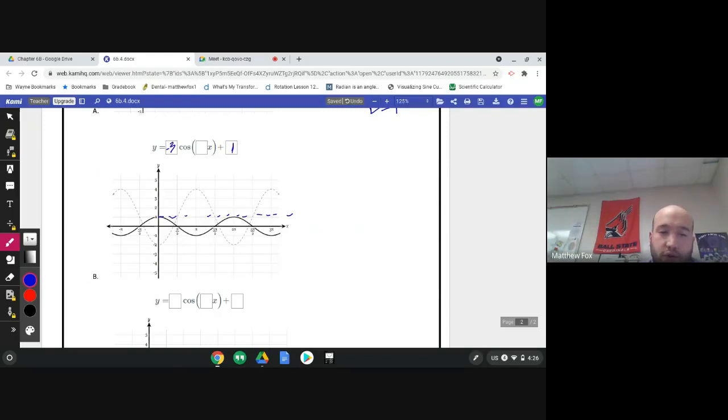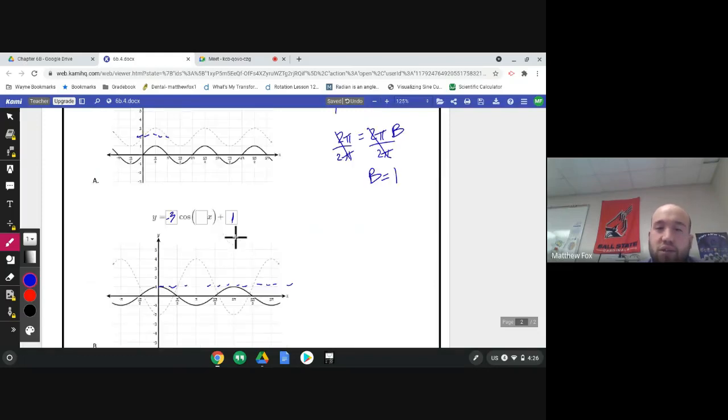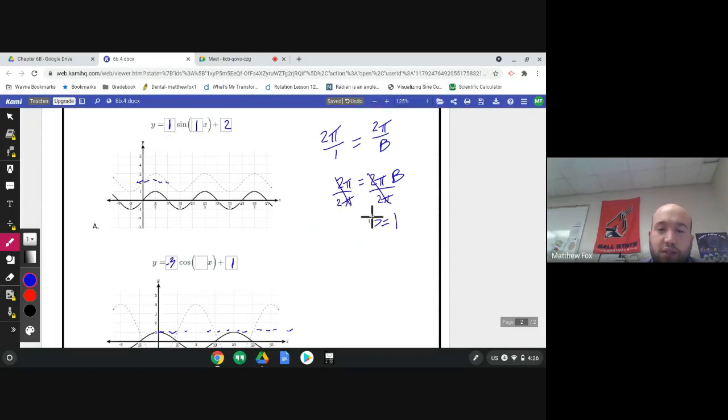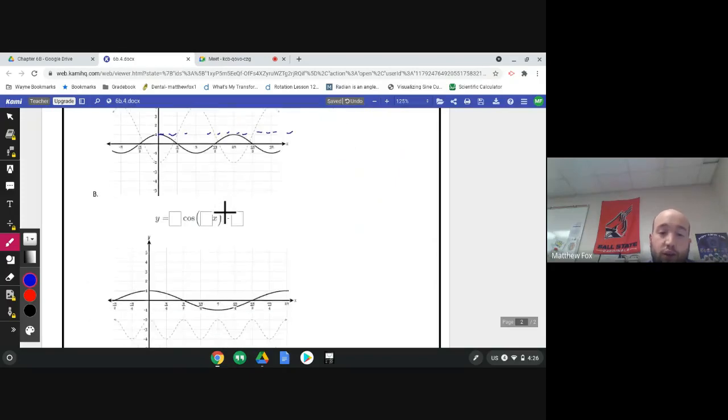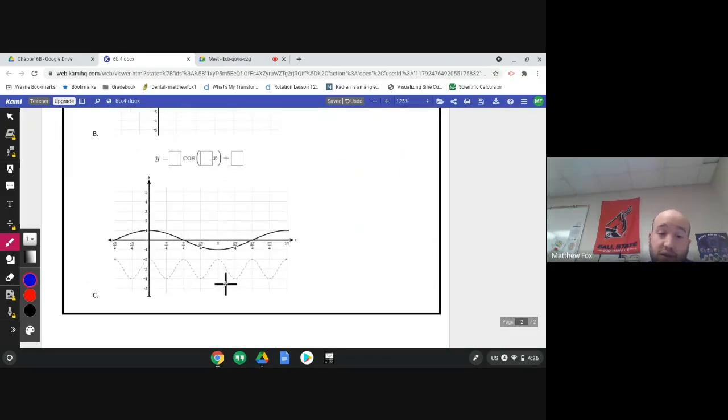We need to look again, what is the period? So here's the valley, it goes up, and then all the way back down. That occurs at 2 pi. So just like the last one, the period was 2 pi, which means b would be 1. So I can put a 1 right there. Okay, anytime the period is 2 pi, you know b is 1. Now the final one, this one's a little different. The period is not going to be 1.